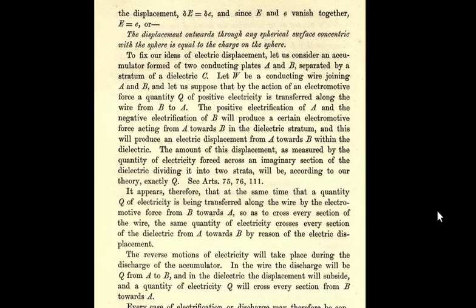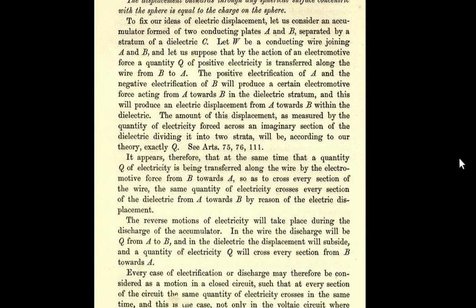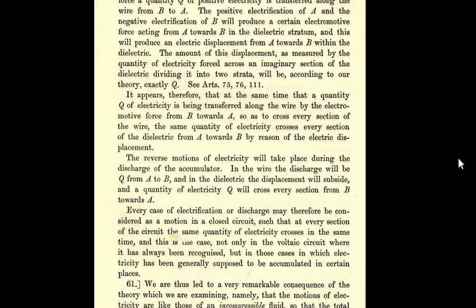The amount of this displacement, as measured by the quantity of electricity forced across an imaginary section of the dielectric dividing it into two strata, will be, according to our theory, exactly Q. It appears, therefore, that at the same time that a quantity Q of electricity is being transferred along the wire by the electromotive force from B towards A, so as to cross every section of the wire, the same quantity of electricity crosses every section of the dielectric from A towards B by reason of the electric displacement.